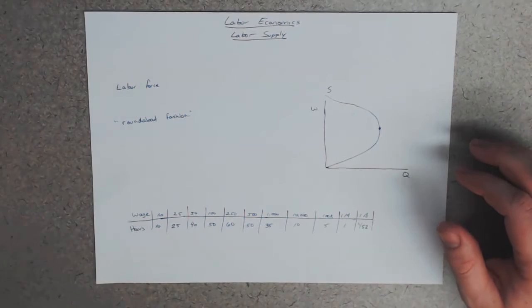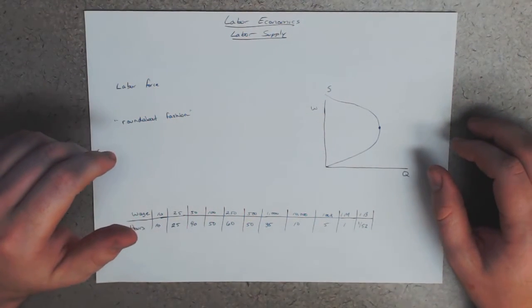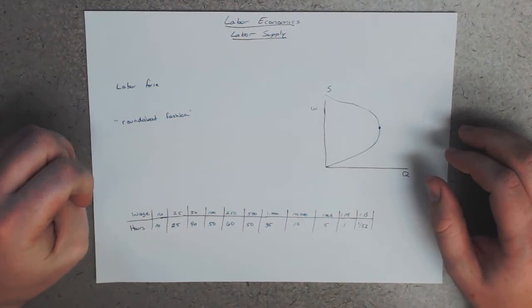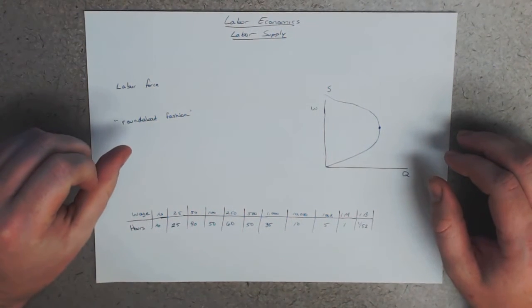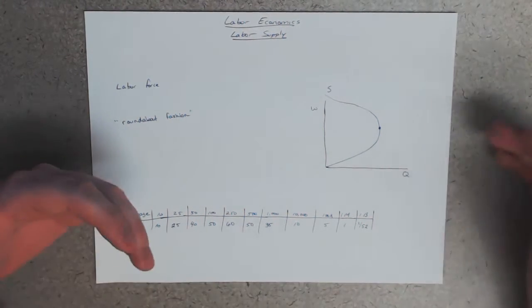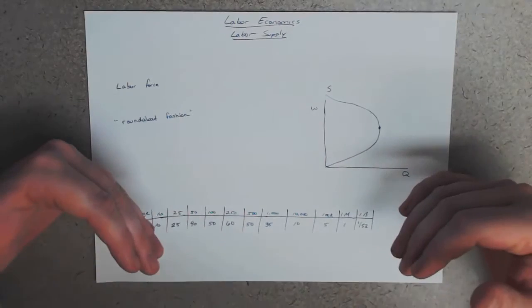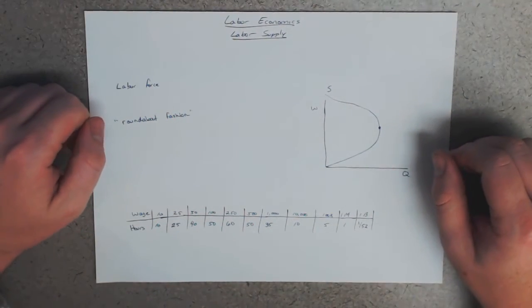Now, we can also think about the supply of labor as being the inverse of the demand for leisure, right? The less you value leisurely activities, the more willing you are to provide labor services to someone else. So the less valuable leisure is to you, the more willing you are to give up your time.